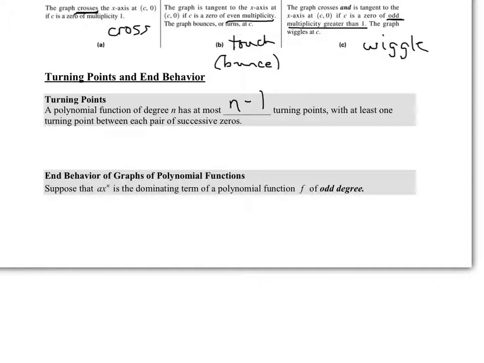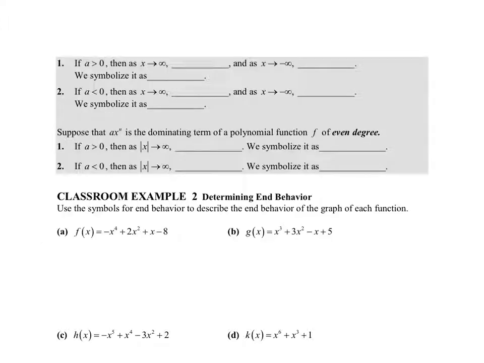So what we're going to look at will be end behavior, and we're going to begin with odd degree polynomial functions. That's what that means for us.